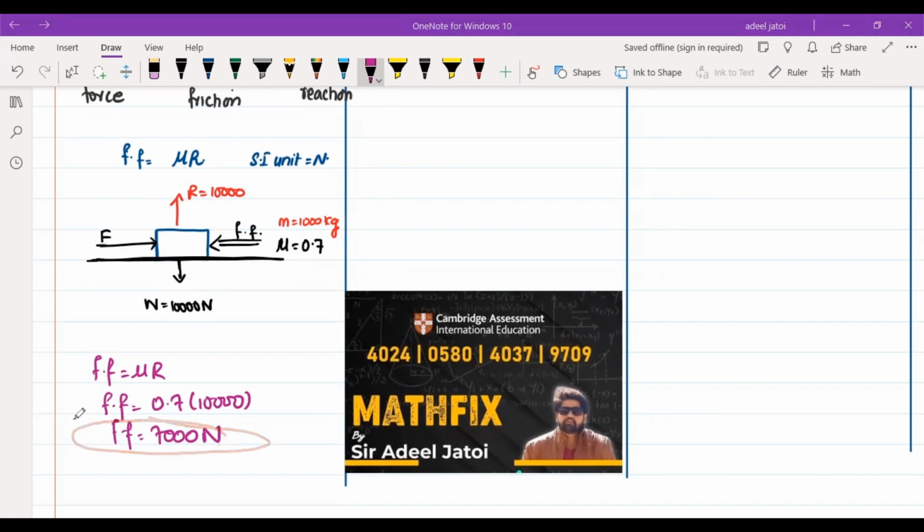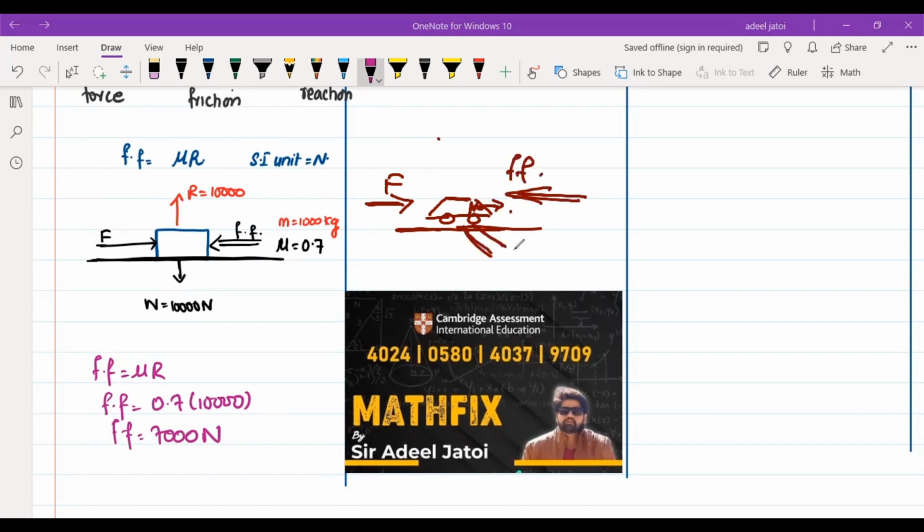Now, remember this: suppose there's a car, and I will always give an example of a car. If a force is being applied to the car in this direction, the frictional force will be opposite to the force because the ground friction will be there. We find that frictional force using mu R, for which the coefficient is 0.7 and the normal reaction is 10,000.